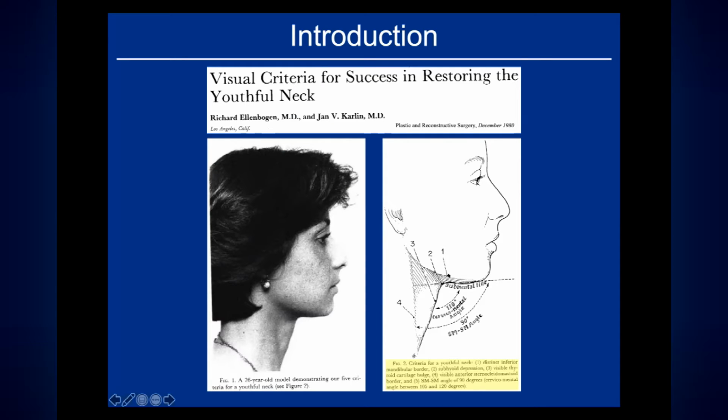The first is a distinct inferior mandibular border. The second is a subhyoid depression. Next is a visible thyroid cartilage bulge. And afterwards is visibility of the anterior border of the sternocleidomastoid muscle. And then most importantly, submental sternocleidomastoid angle of about 90 degrees.